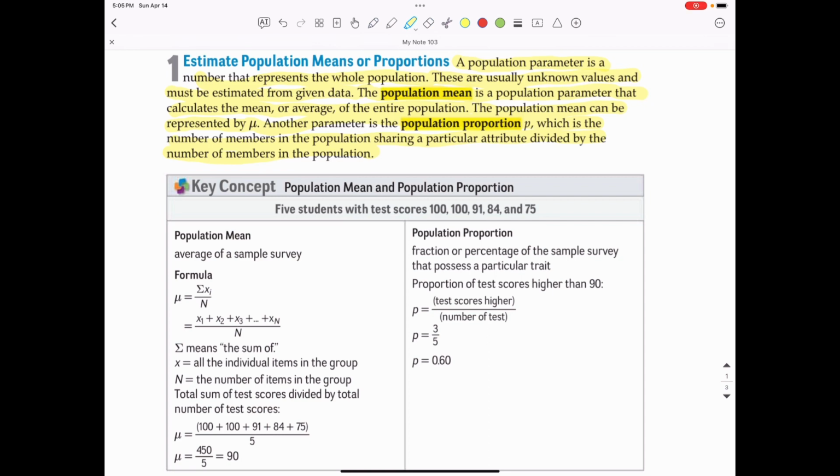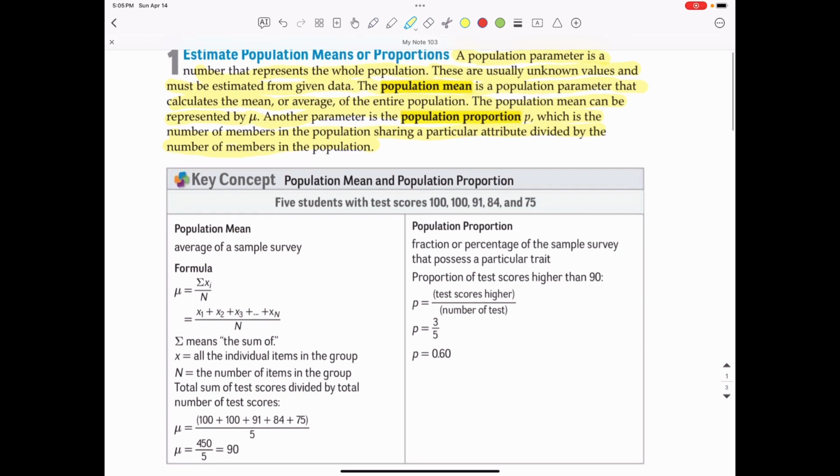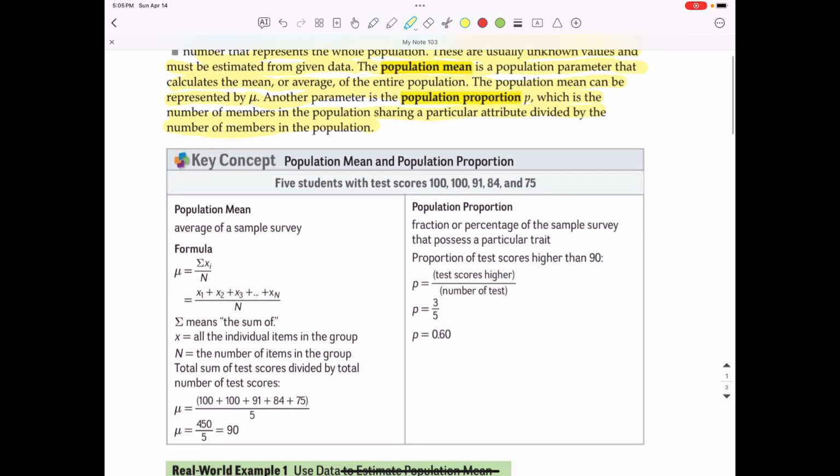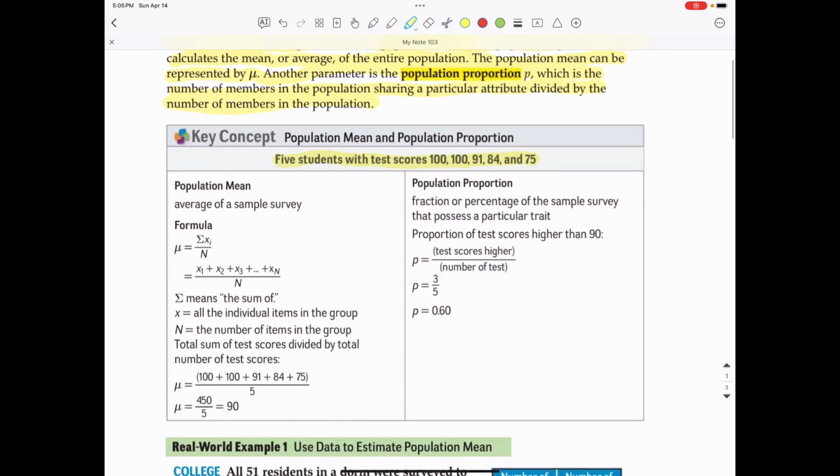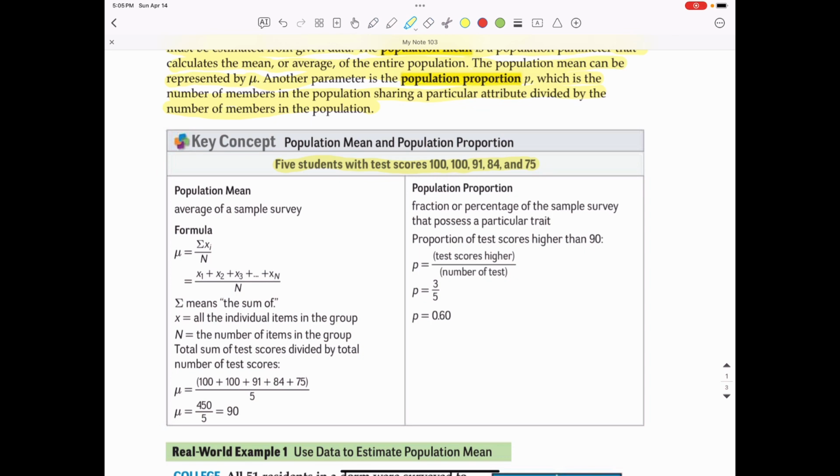Mean, we all know, means that you just add up how many pieces of data you have and divide by the number of pieces of data total. For example, if we have 5 students with test scores of 100, 100, 91, 84, and 75, the population mean is found by adding 100 plus 100 plus 91 plus 84 plus 75, and since there are 5 pieces of data, dividing by 5.